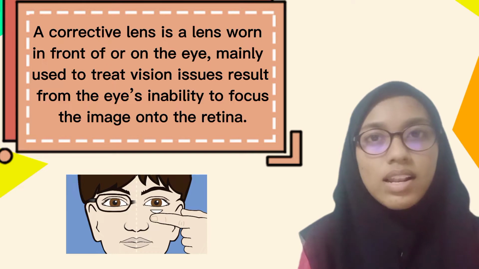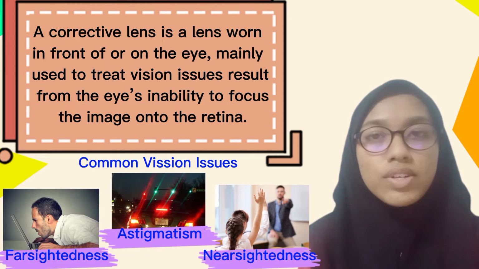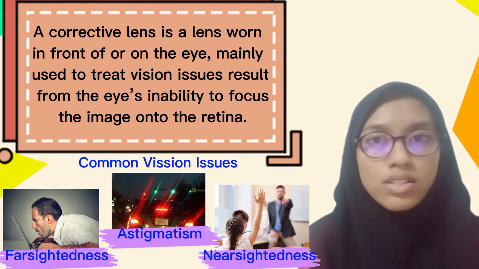A corrective lens is a lens worn in front of or on the eye, mainly used to treat vision issues resulting from the eye's inability to focus the image onto the retina.